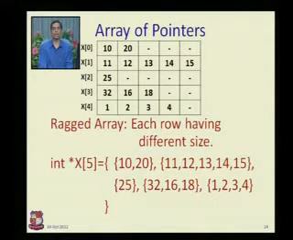Okay, now what is this kind of array? See, all the elements of the array are not filled. There are blanks also. I have put a dash there. So this is a ragged array. Ragged array means each row has a different size. Now how to use this?